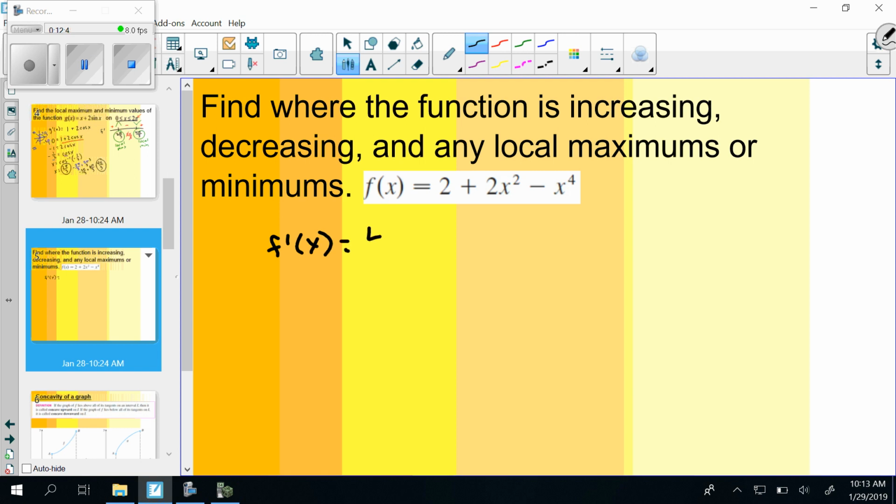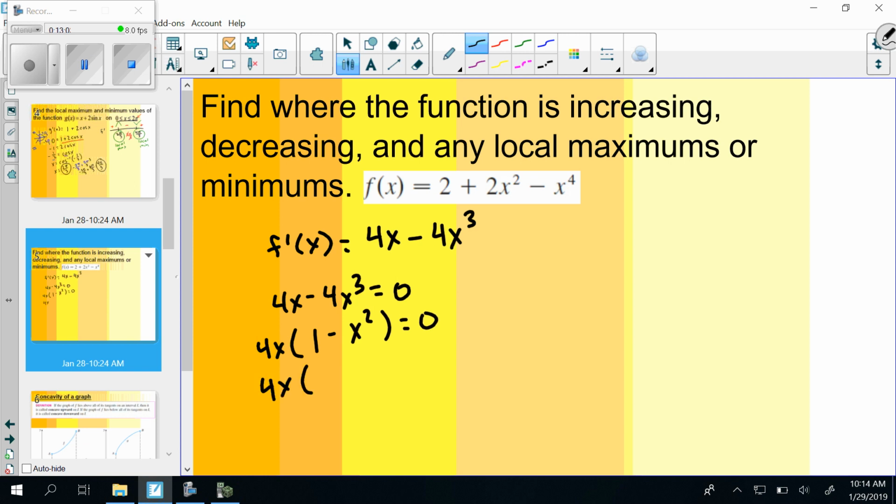Derivative of the next one would be 4x. Derivative of the next term would be 4x cubed. Now we want to set that equal to 0. It looks like there's a greatest common factor of 4x that we can factor out. This factors further here. This would factor into 1 minus x and 1 plus x. Now setting all those equal to 0, the places we get would be 0, 1, and negative 1.